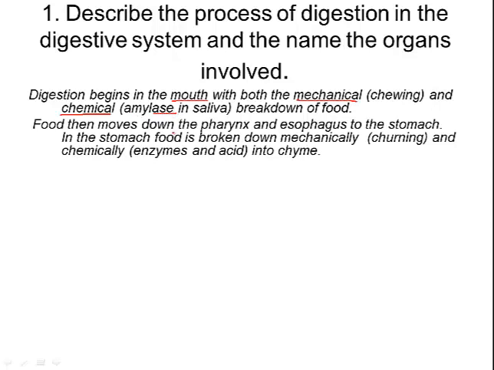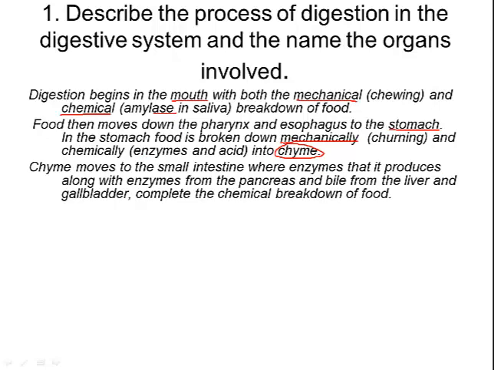The food then moves down the pharynx and into the esophagus, down to the stomach. Okay? The stomach, remember, is mostly doing mechanical digestion by churning, and doing some chemical digestion with the enzymes and the acid, and we are forming chyme, which is your liquefied food at the end. From there, the chyme is going to move down into the small intestine, where lots of enzymes are going to be breaking down your food completely.